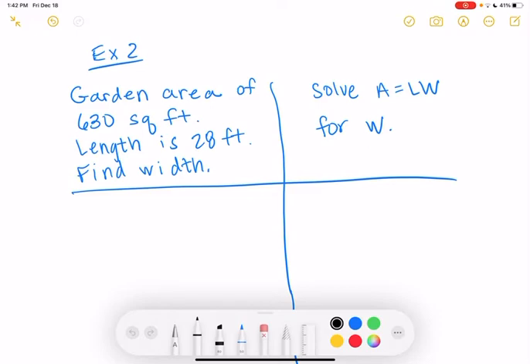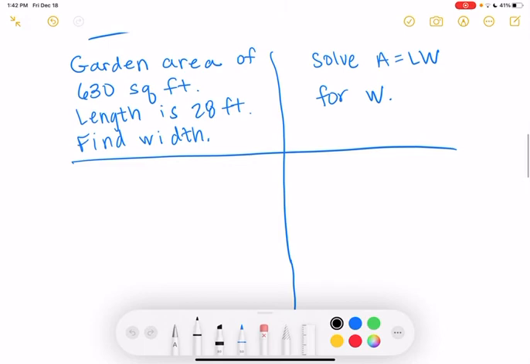So we're going to do the context one first about the garden, and then we'll take a look at that one. Okay, so we have this garden with an area of 630 square feet. The length is 28 feet. Find the width. Okay, for me, I like to draw a picture a lot. If you don't need it, though, don't worry about it. So the area, that's what's on the inside, right? That's the 630 square feet. And then the length, so I'll just put it in here, 28 feet.